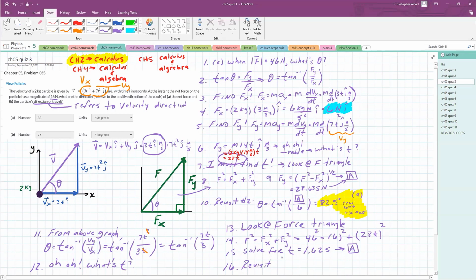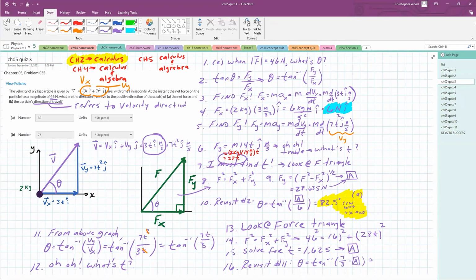Number 11. So here's the new number 11. Theta, the direction of travel, which is not the same as the direction of the force. The direction of travel is theta equals arctangent of 7/3 times A. And when I do that, there's A sitting there in my calculator times 7 divided by 3.